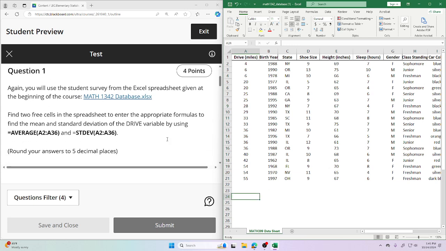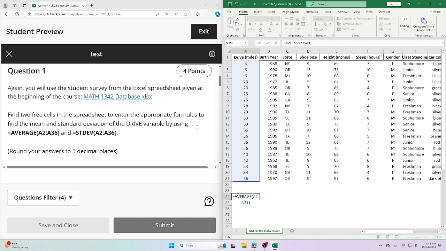And it says type this average. So equals average A2 to A36. Now mine, of course, is too far. I've got to change mine, but yours will be the 36. So I'm going to do mine as 21, okay? Mine's 21. I'm going to hit enter.